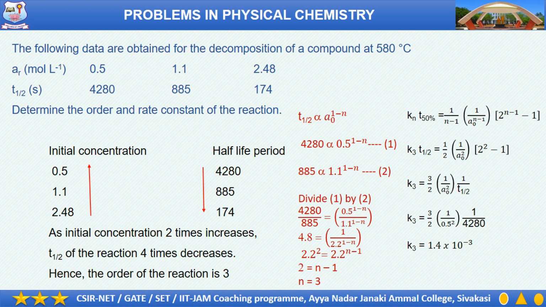This can be written as 2 power 2 power n minus 1. It is n minus 1. Therefore, n minus 1 is equal to 2. Therefore, what is the n? n is equal to 3, third order. Thus, we can easily calculate this one.